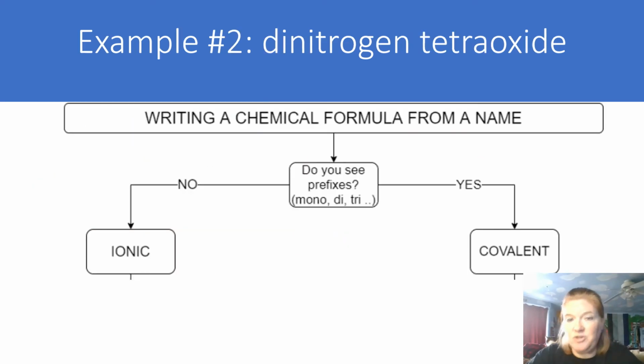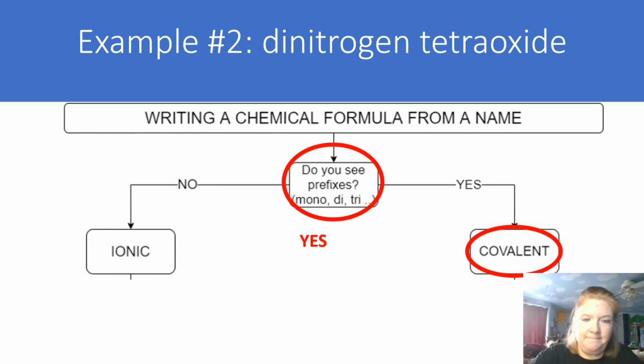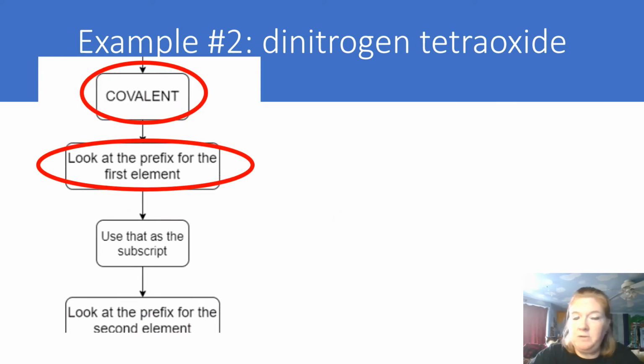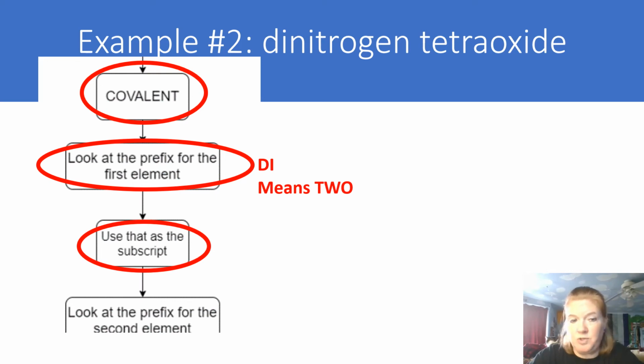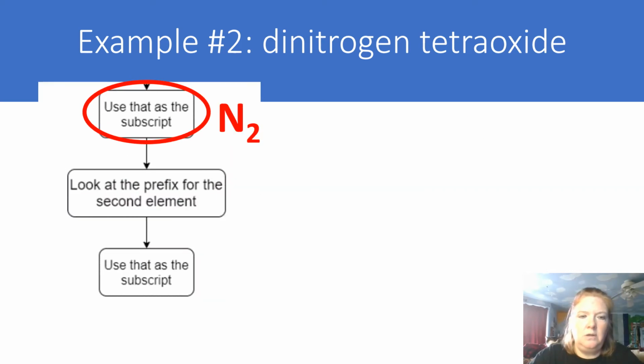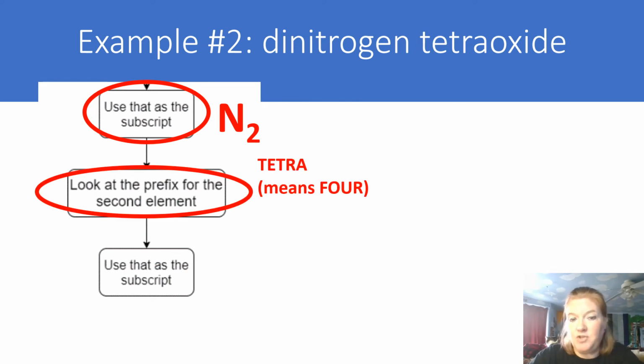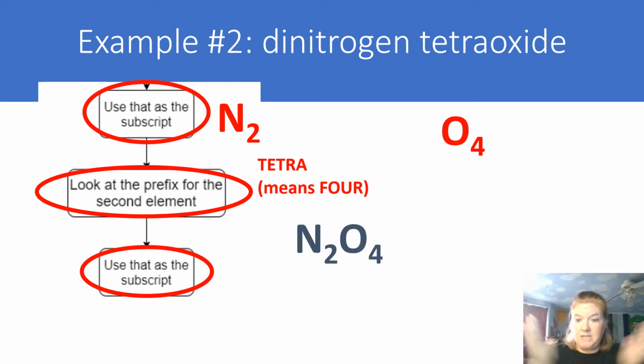So dinitrogen tetraoxide. So do you see prefixes? Yes, I do. So it's covalent. Look at the prefix for the first element, di. Di means 2. So use that as a subscript. So I have 2 nitrogens. Look at the prefix for the second element. Tetra means 4. Use that as a subscript. So 4 oxygens, and put it all together.